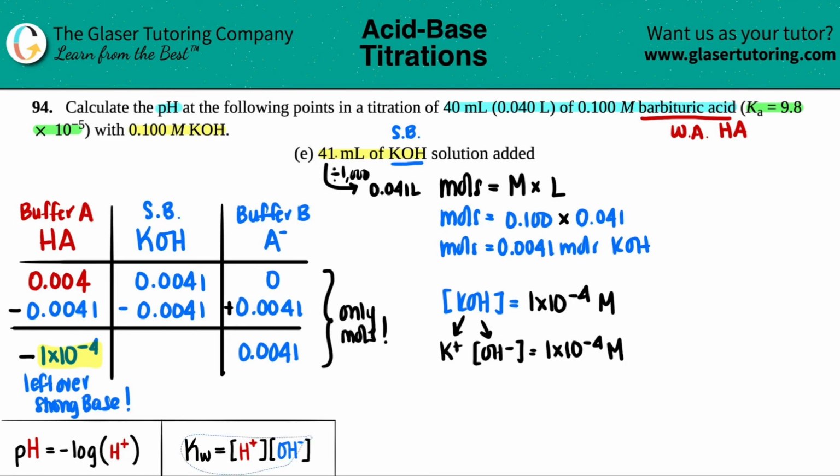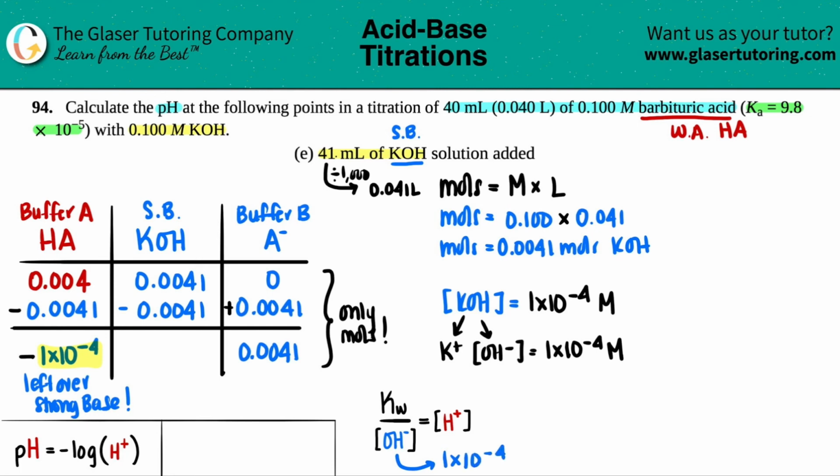Well, we've worked with this formula before, right? Kw equals H plus times OH minus. I can solve for the H plus because then I can use this formula, pH equals negative log of the H plus. So if I just divide by the OH minus, which we just found out, that's going to equal the H plus. The OH minus is 1 times 10 to the negative 4th. And the Kw, we're assuming this is at room temp, so this is 1.0 times 10 to the negative 14th. So, let's figure it out.